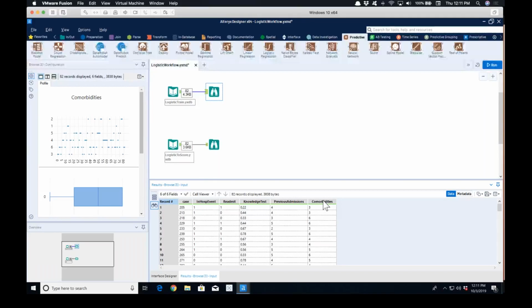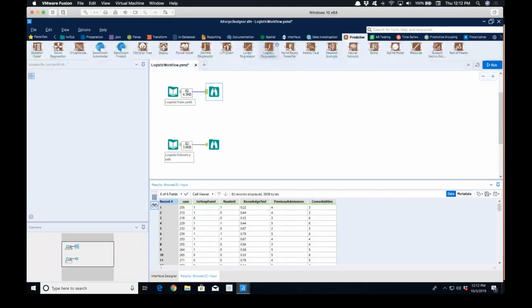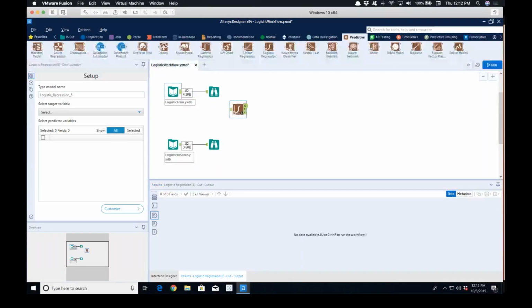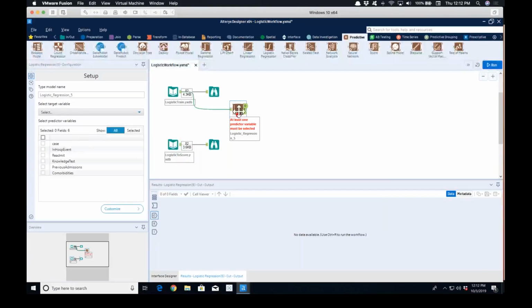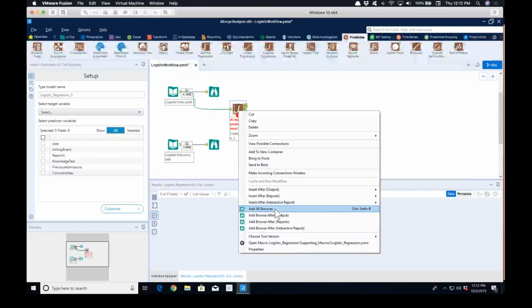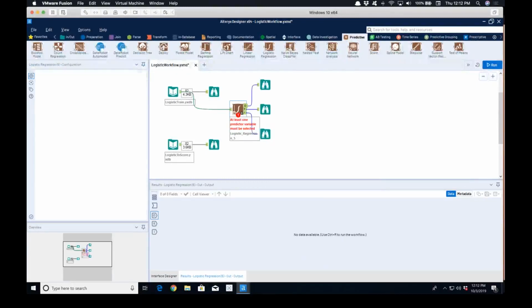Okay, all right. So what we're going to do again is pull in our logistic regression tool here, and connect that up to our data set. I've also got a scoring data set that we'll work with a little bit later. I'm going to add all my browses, and then let's set this model up.